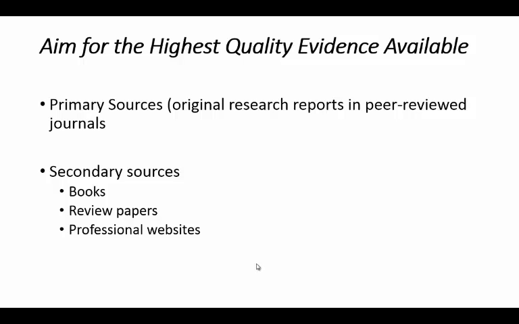We want to look for the highest quality of evidence available. Highest quality means really primary sources, because information could be in a primary source or in a secondary source. Primary source, we're talking about the original research report that is published in peer-reviewed journals. So this is the original study. The people who did the study published the study. They're talking about their own study, and their study is published in a peer-reviewed journal.